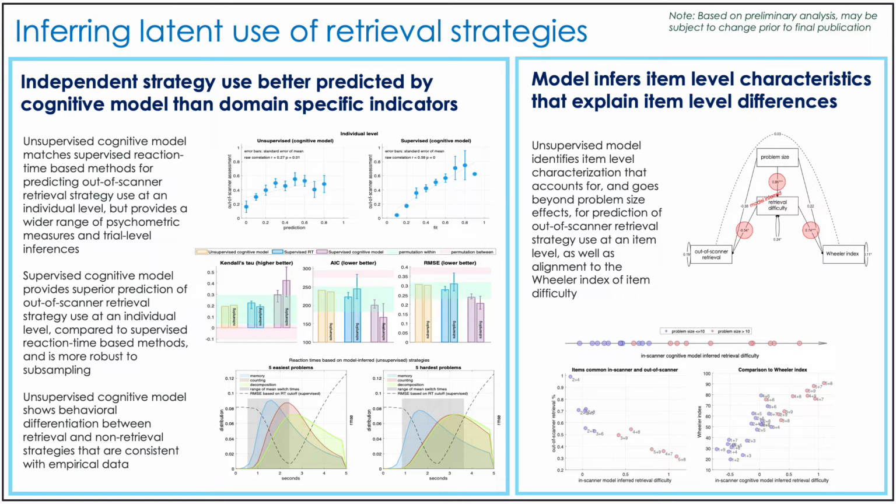And what we also find is that our model is able to infer item-level characteristics that explain item-level differences, including the problem size effect, as well as differences that go beyond the problem size effect, and that the model can predict very, very strongly external classifications such as the Wheeler index of item difficulty.